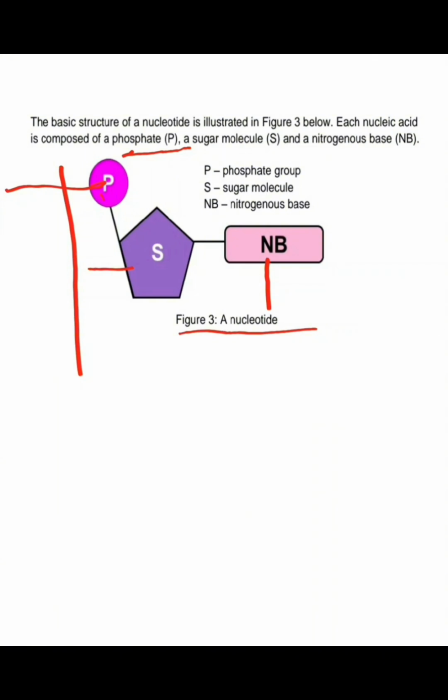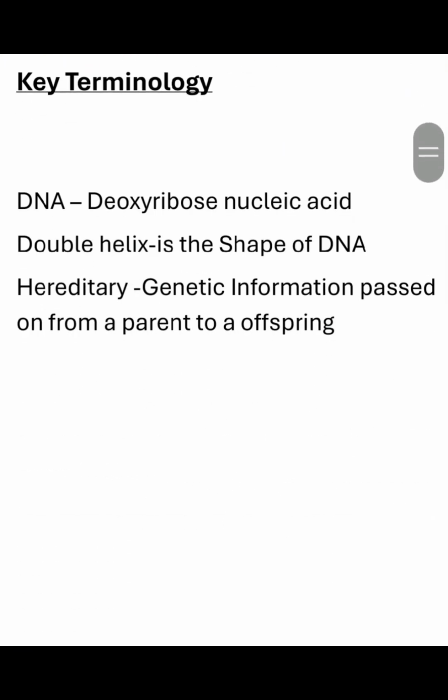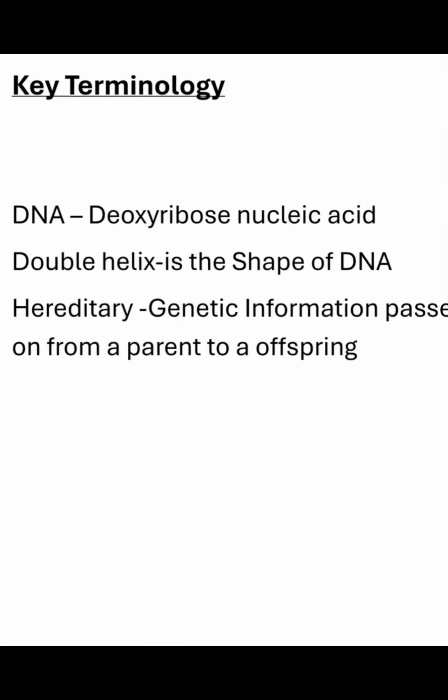Like this P, yeah, stands for the phosphate group. This S here is the sugar molecule, and the sugar is deoxyribose sugar in the DNA, right? And then the nitrogenous base. We'll learn about nitrogenous bases, I think, in just a few minutes. All right. Then we have some more key terminology.